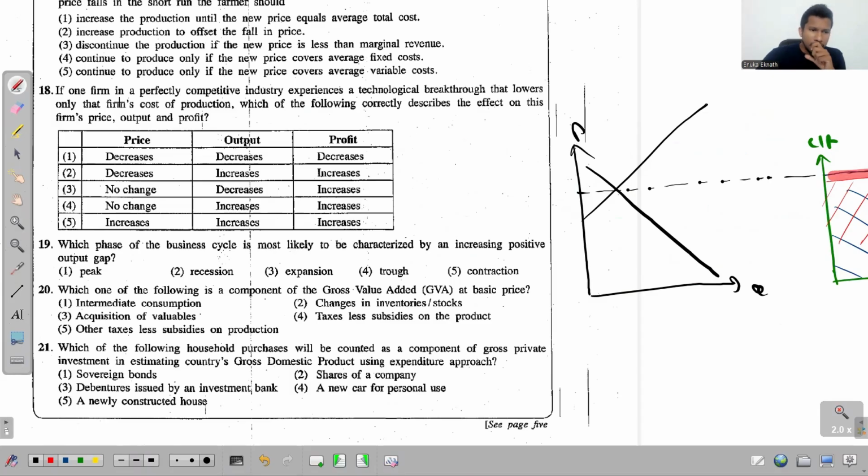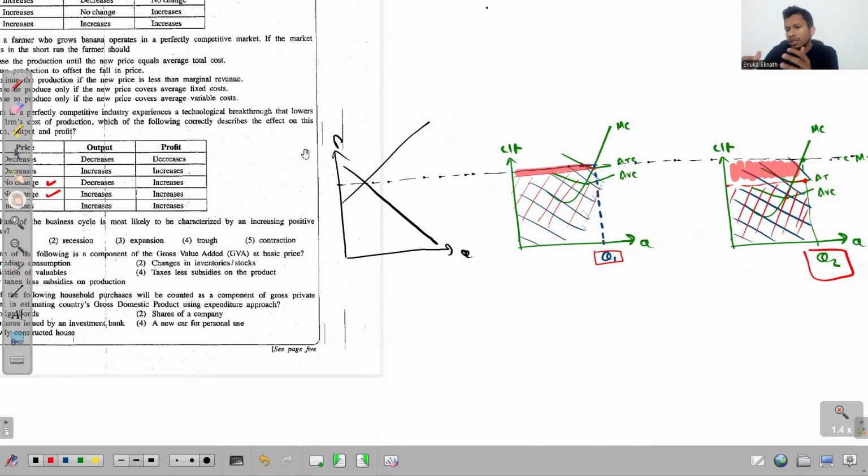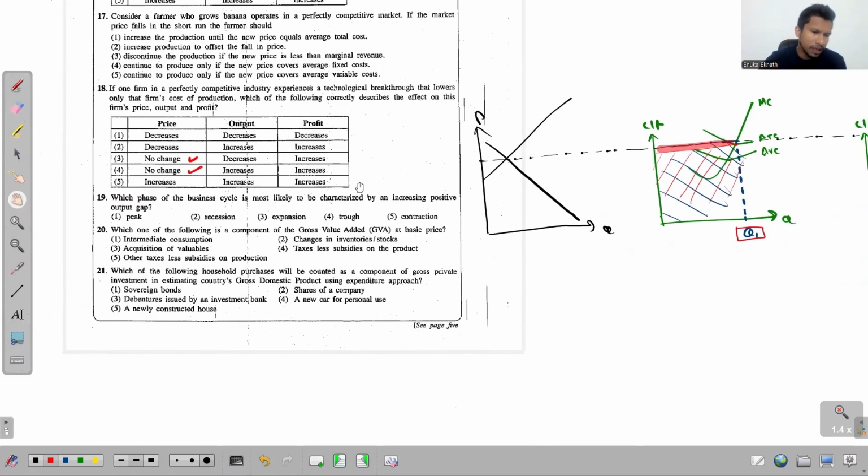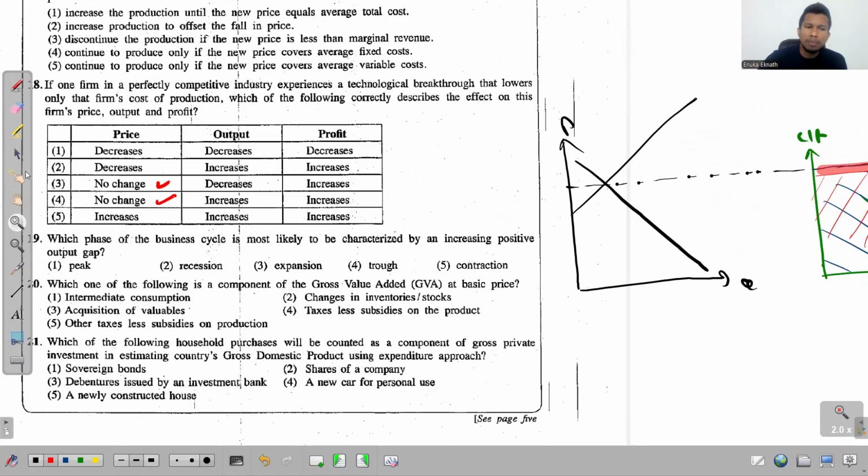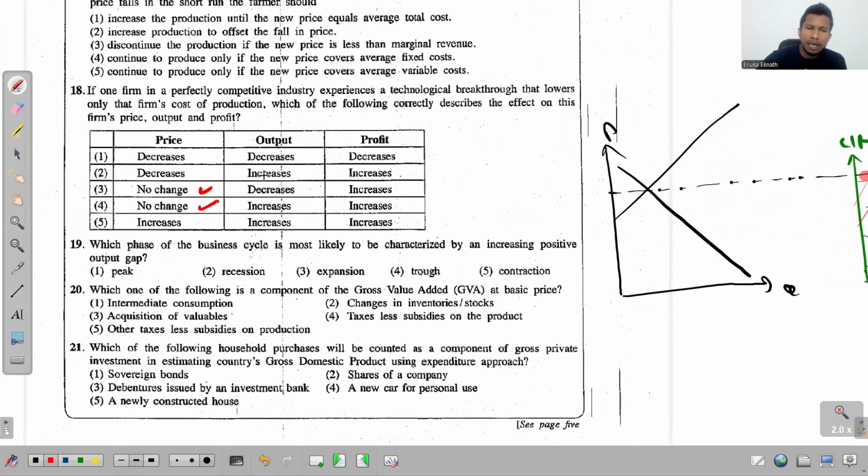So, which of the following correctly describes the effect on this firm's price, output and profit? Okay, nothing happens to the price. The black price line stays the same, so nothing happens to the price. Output: when the cost decreases, they can produce more, obviously, right? As we discussed earlier, when the cost decreases, supply increases. So output increases obviously. And what happens to the profit? I showed that, the profit increases. So the answer for this question 18 is the fourth one.